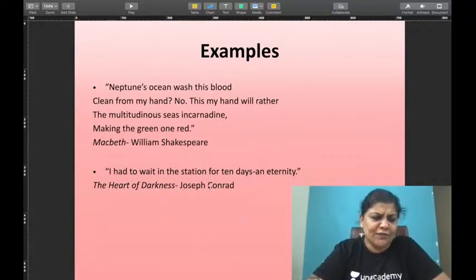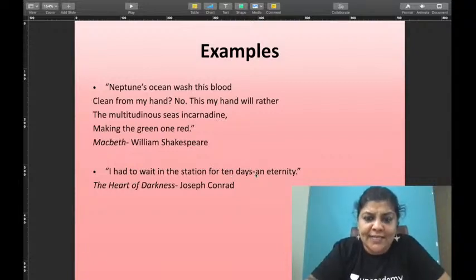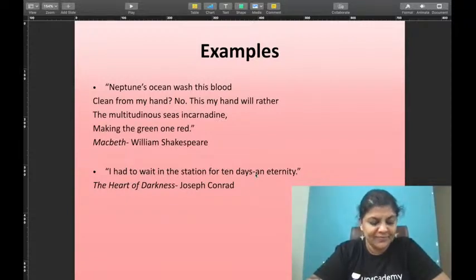See what Joseph Conrad is saying in Heart of Darkness. I had to wait in the station for 10 days. And then he's saying, an eternity. That means 10 days is an eternity. He did not wait an eternity.